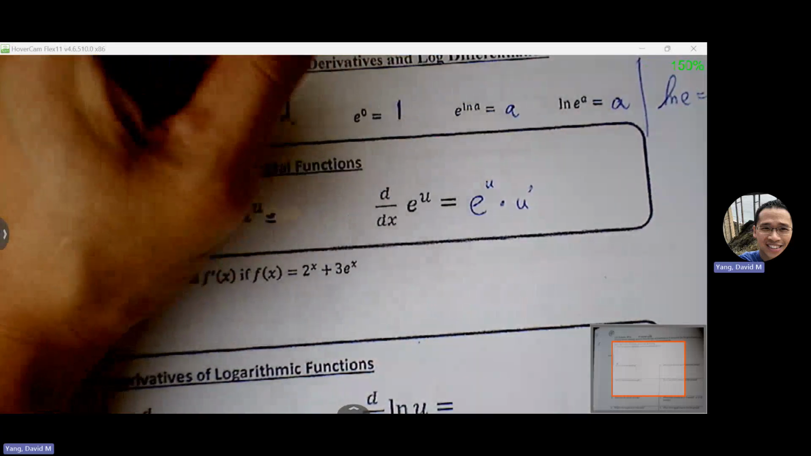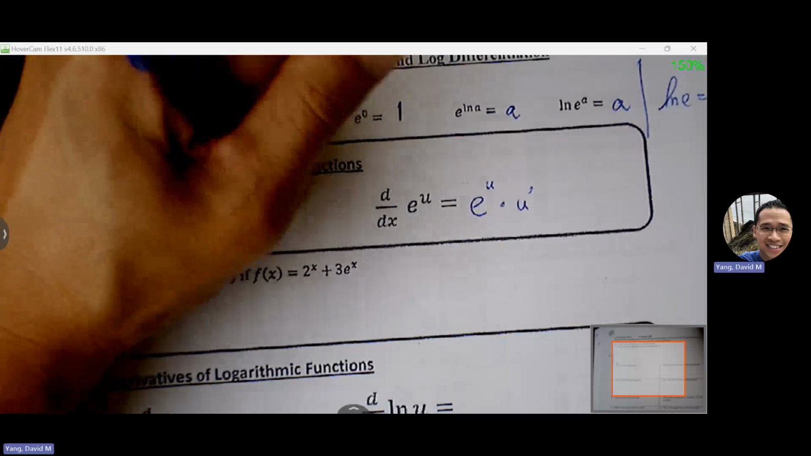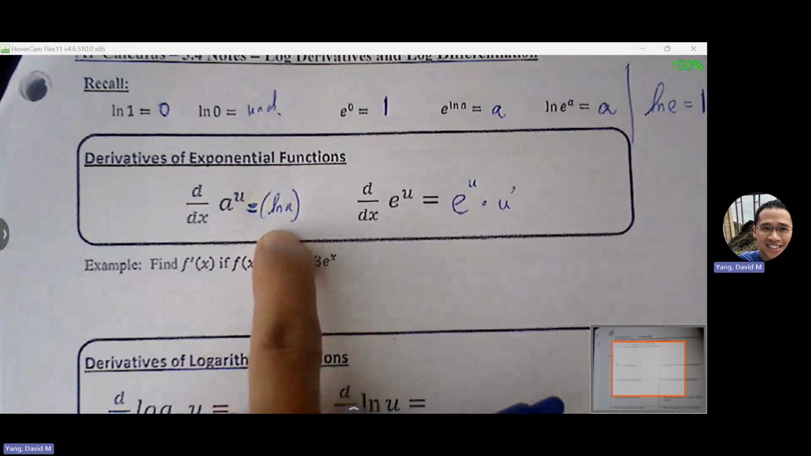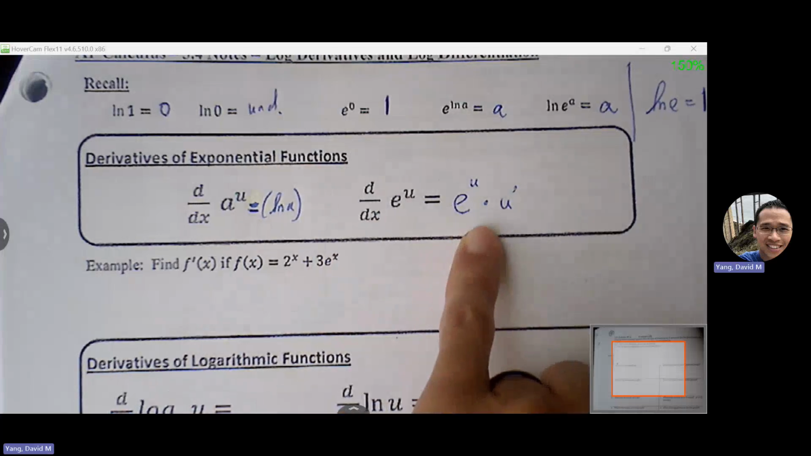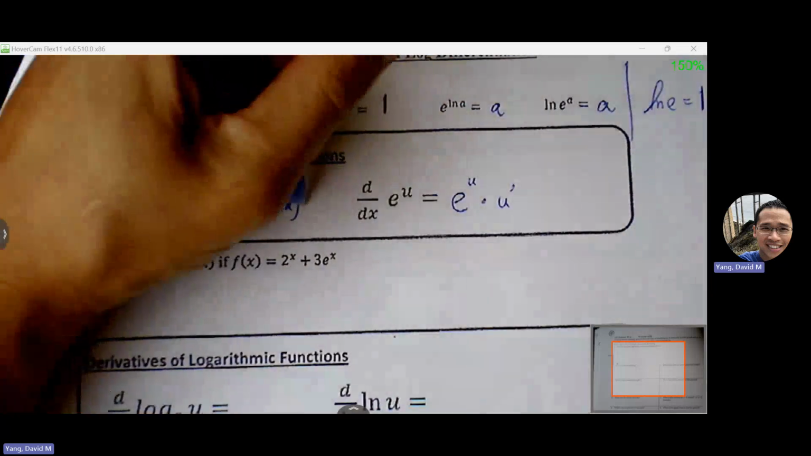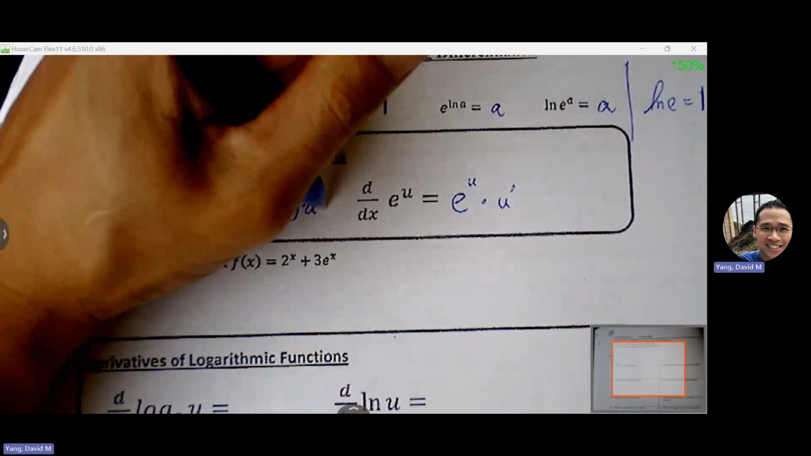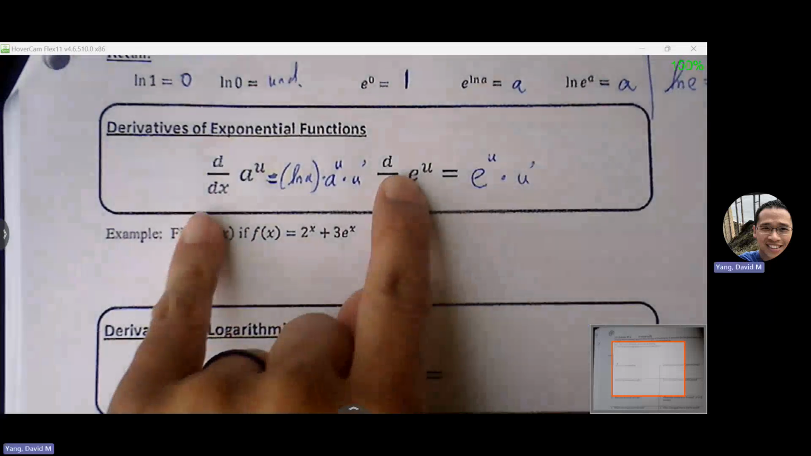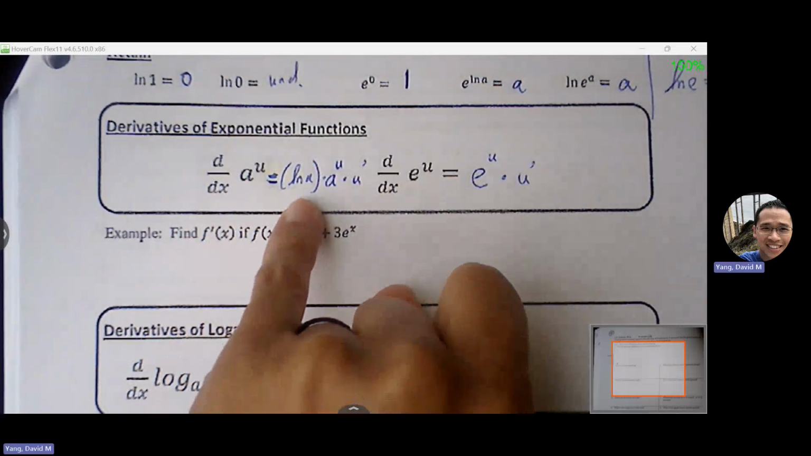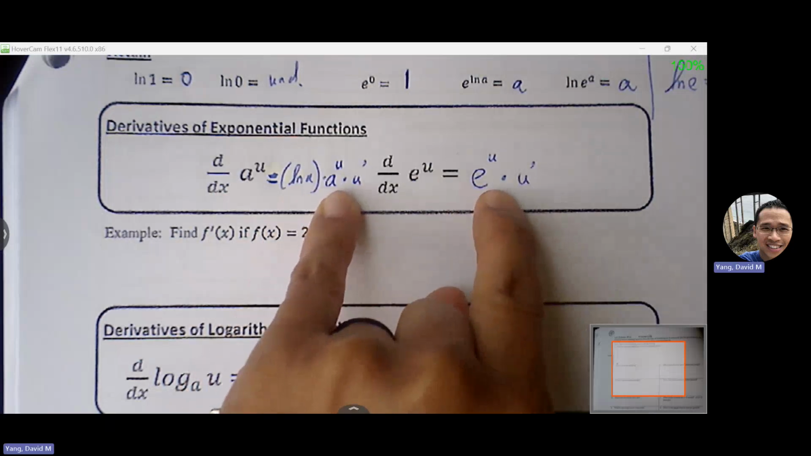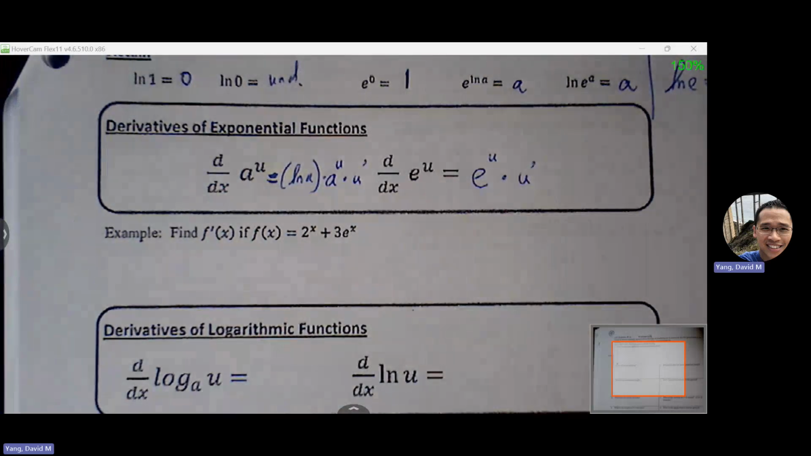So whatever that base is, it could be base 2, base 3, base 5, we're going to say natural log of a. That is going to get that conversion in place. But then after that, it's going to feel very much like e to the u. It's going to be the original function times the exponent's derivative. So original function, a to the u, times the exponent's derivative. So between a to the u and e to the u, the only difference is there needs to be a little bit of a conversion into base e, and after that, essentially we're doing the same rule as e to the u, the original function times exponent's derivative.